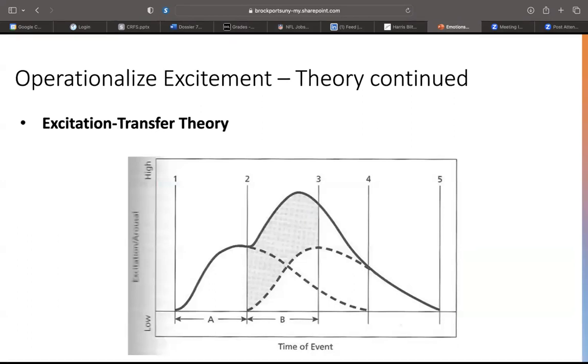The excitation transfer theory was proposed by Dolf Zillmann in the 1980s, and it suggests that residual arousal from one situation can intensify emotional reactions to a subsequent unrelated situation. In the concept of excitement, this theory posits that heightened arousal from one source can carry over and contribute to the experience of excitement in another context.